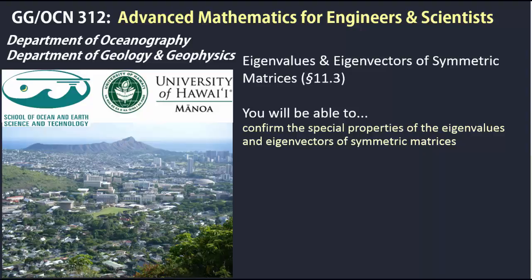This is a relatively short video on the special properties of eigenvectors of symmetric matrices. After viewing this video, you'll understand what those special properties are, and you'll be able to confirm them for some example symmetric matrices. So remember that a symmetric matrix means that if A is symmetric, then it's equal to its transpose.